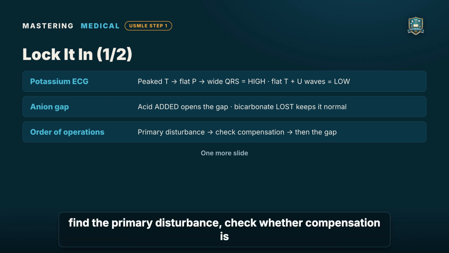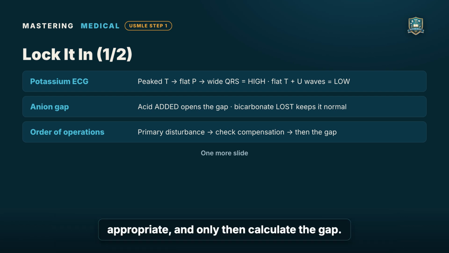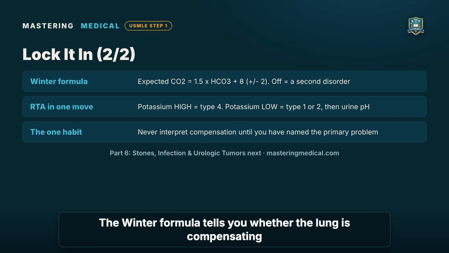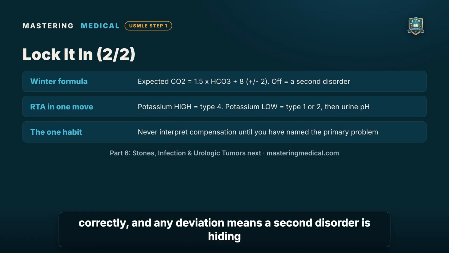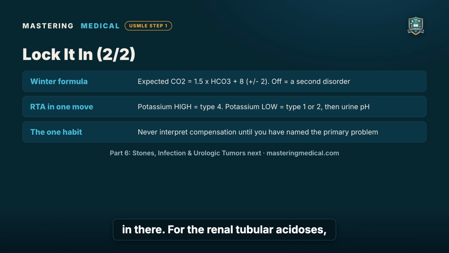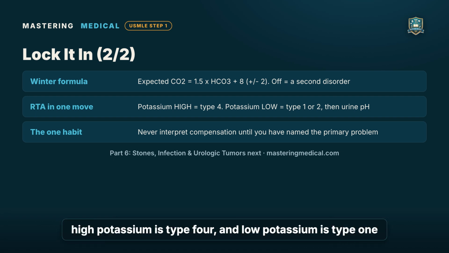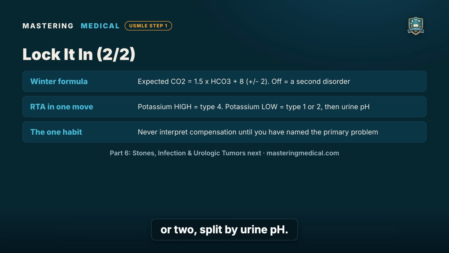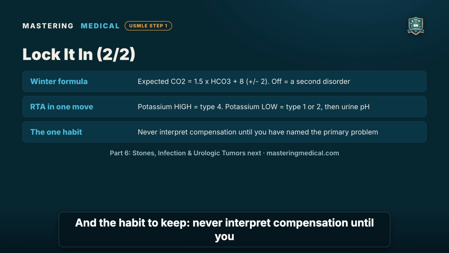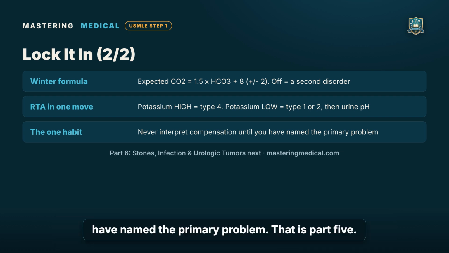Find the primary disturbance, check whether compensation is appropriate, and only then calculate the gap. The Winter formula tells you whether the lung is compensating correctly, and any deviation means a second disorder is hiding in there. For the renal tubular acidoses, high potassium is type 4 and low potassium is type 1 or 2, split by urine pH. And the habit to keep: never interpret compensation until you have named the primary problem.